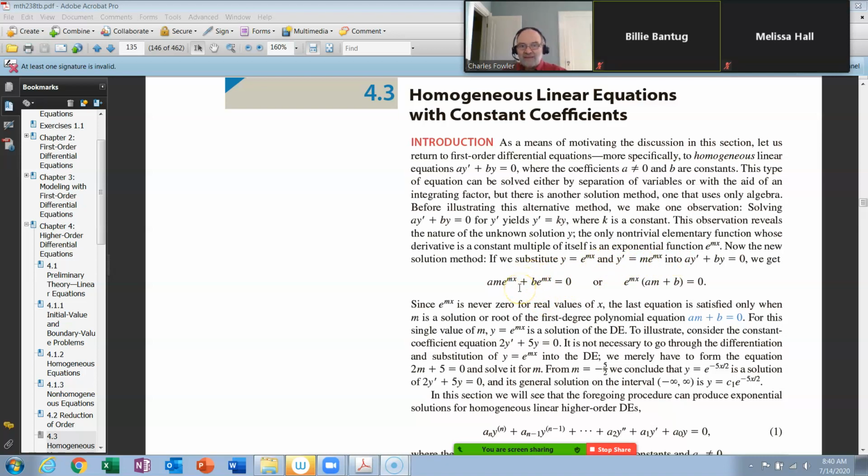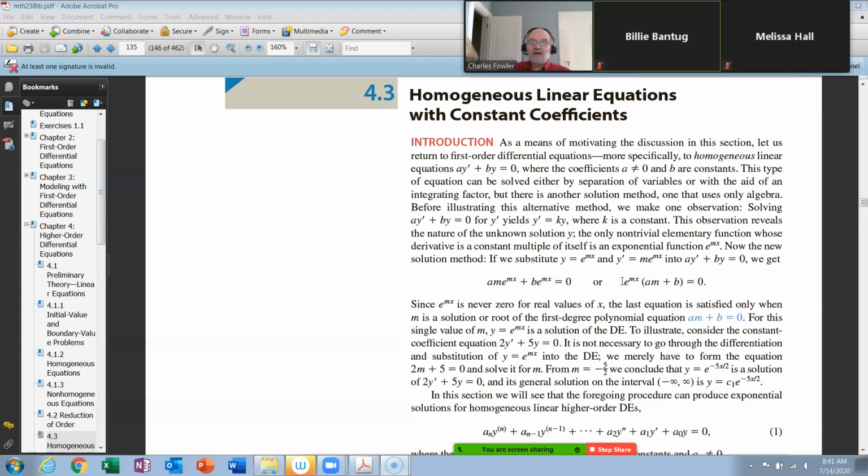And if you plug it back in, you think it's so much easier to do it the other way, but look, follow through. That would be a times y prime, which is m e to the mx, so a m e to the mx, plus b times e to the mx, because that's your supposed solution. Factor out the e to the mx, because you've got e to the mx in this term and that term. Factor it out, and that leaves you a polynomial expression, a m plus b, okay? Now guess what? e to the mx is never, ever, ever equal to 0.